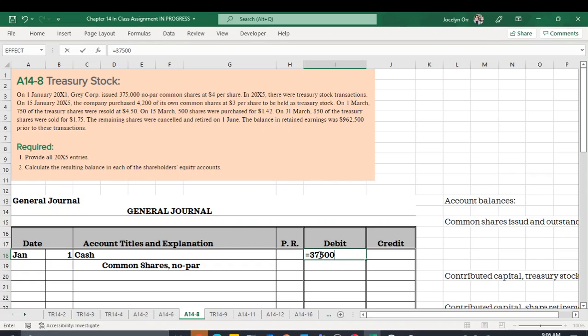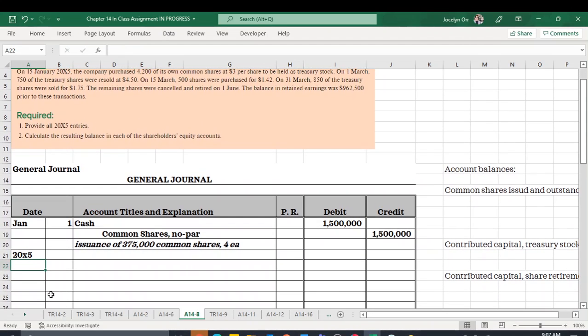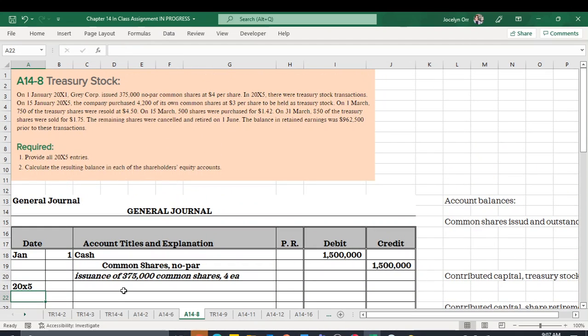So it was 375,000 shares, and they were sold at a price of $4 each, which is going to, I think I missed a zero, give us a balance of 1.5 million. And this was for the issuance of 375,000 common shares, $4 each. So then we can move on to our 20X5 transactions. The first one occurred on January 15th.